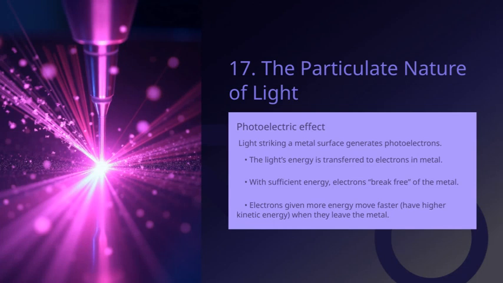When electrons gain more energy, they move faster, which means they have higher kinetic energy when they leave the metal. If they receive enough energy, these electrons can actually break free from the metal's surface. This process happens because the energy from the light is transferred directly to the electrons inside the metal. So, when light hits a metal surface, it can generate what we call photoelectrons, electrons that are ejected from the metal due to this energy transfer.